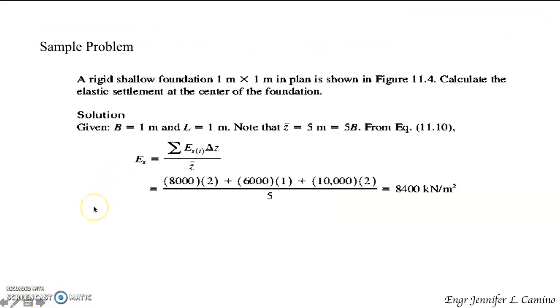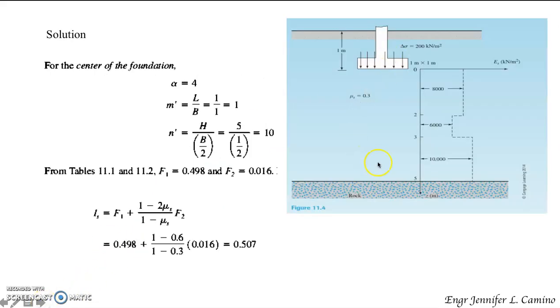So we have here a sample problem. A rigid shallow foundation which is 1 meter by 1 meter in plan is shown in Figure 11.4. Calculate the elastic settlement of the center of the foundation. We have to take note that we are given the width and the length of the foundation, which are 1 meter and 1 meter respectively. So our z bar is 5 meters. Here is the figure for our problem.